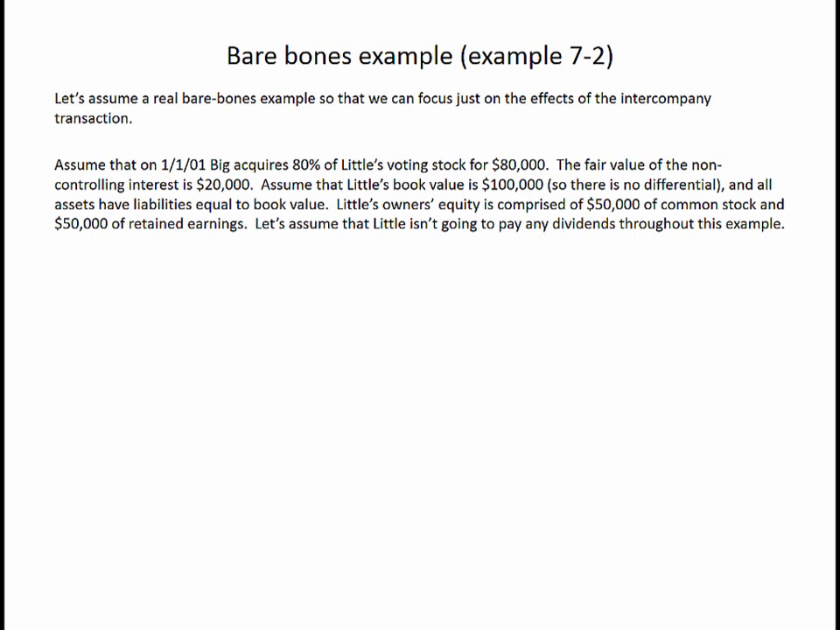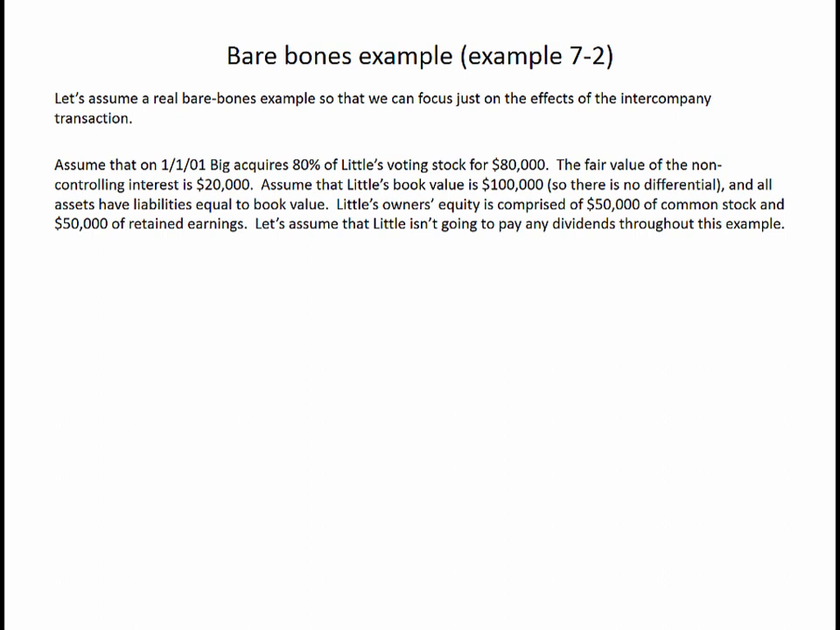Let's go ahead and assume that on January 1st, 2001, Big acquires 80% of Little's voting stock for $80,000. The fair value of the non-controlling interest on that date is $20,000. Let's assume that Little's book value is $100,000, so there's no differential, and all assets and liabilities have book value equal to fair value. Little's owner's equity is comprised of $50,000 of common stock and $50,000 of retained earnings.